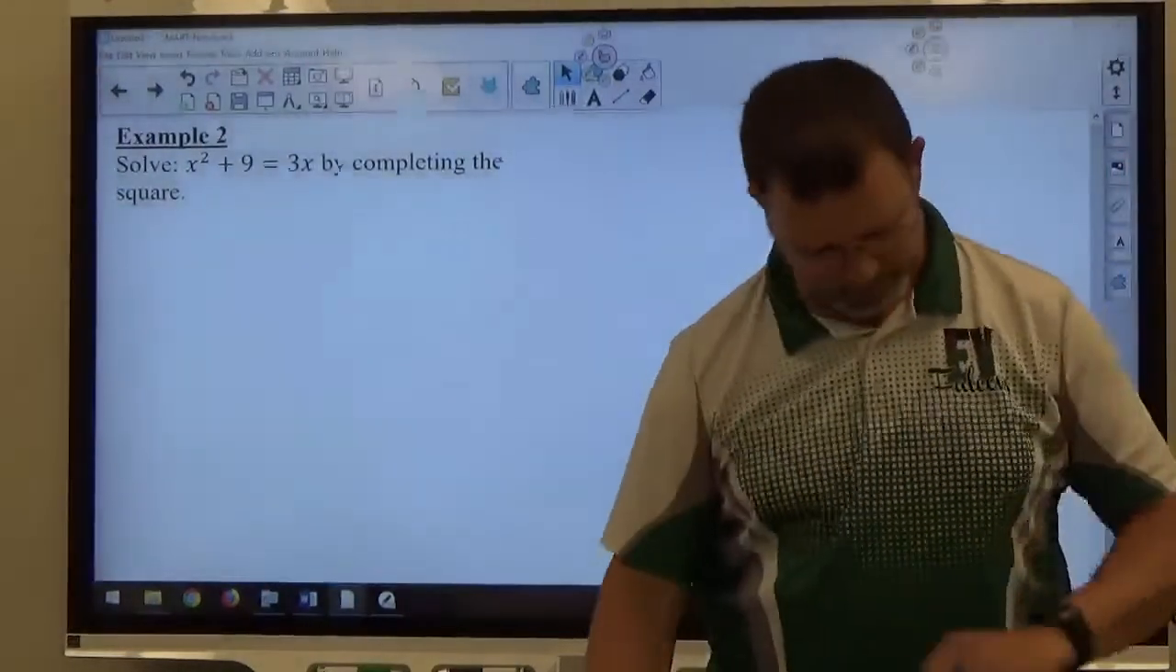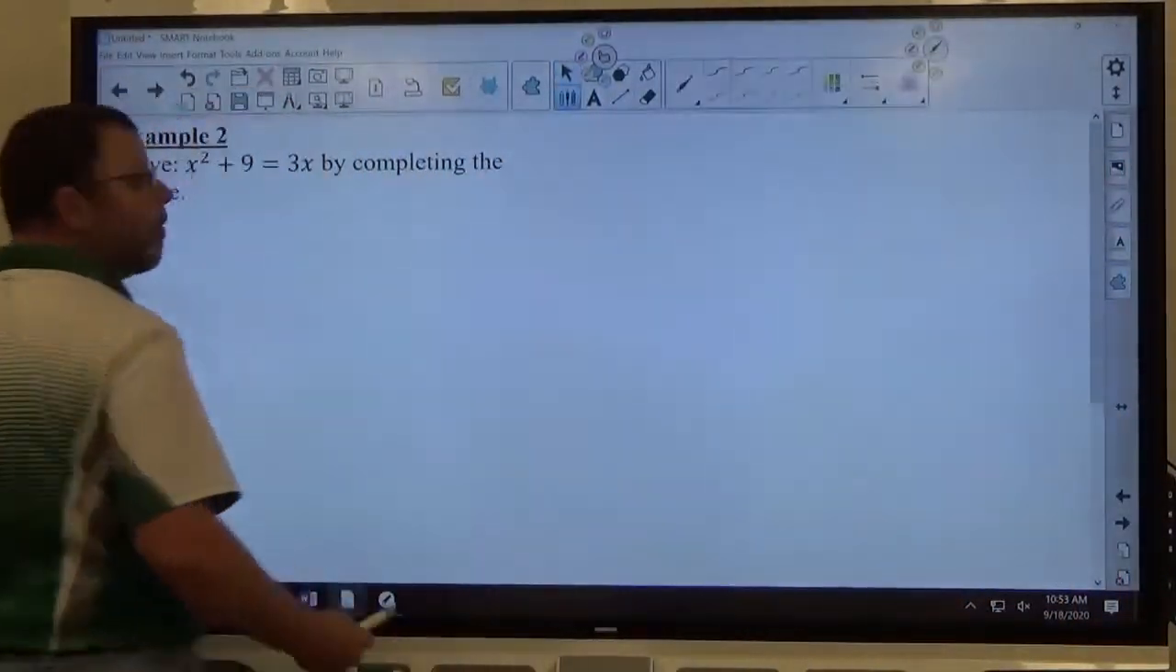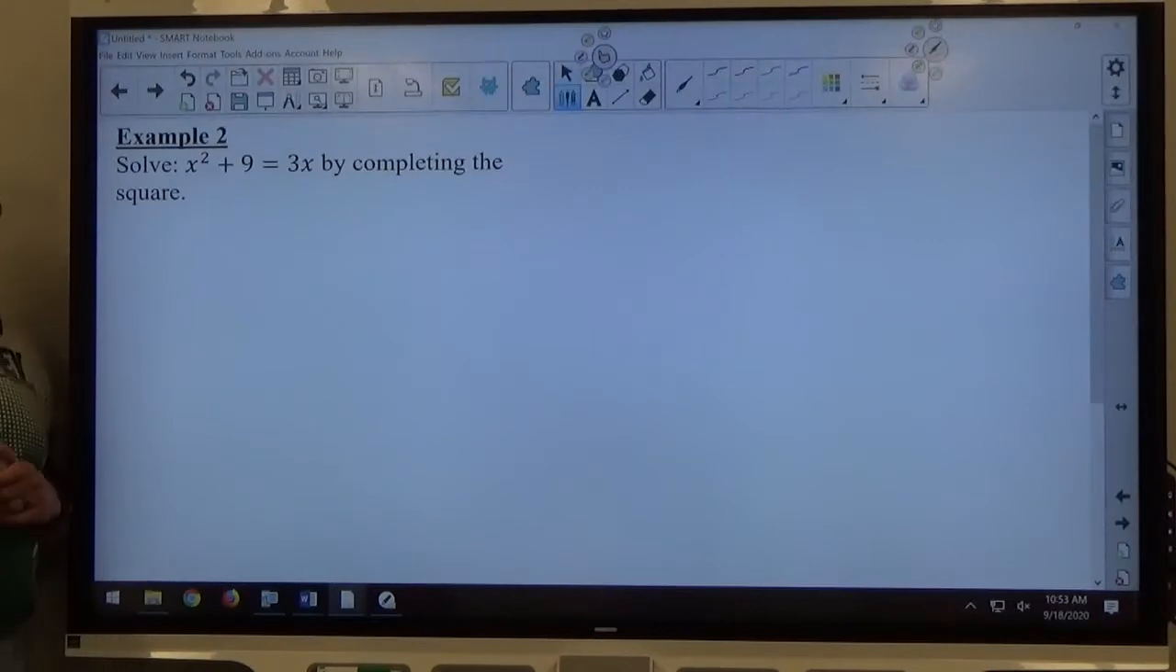All right, example 2. I'm going to follow the exact same process that I just did a moment ago. It's still written on your paper right in front of your face there, so I'm not going to write it down again. But I'm going to go through the process with this problem.